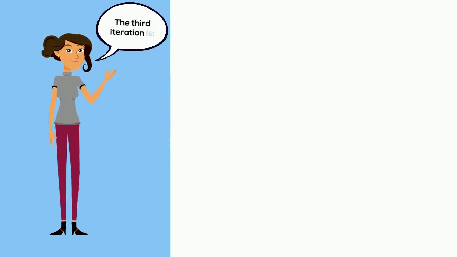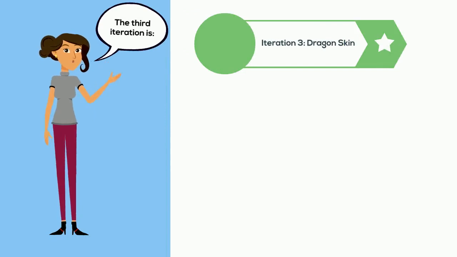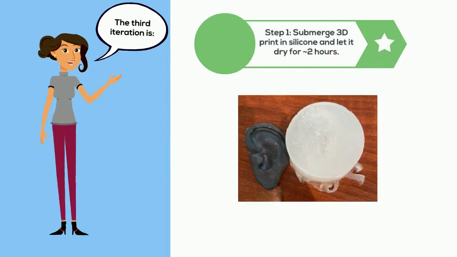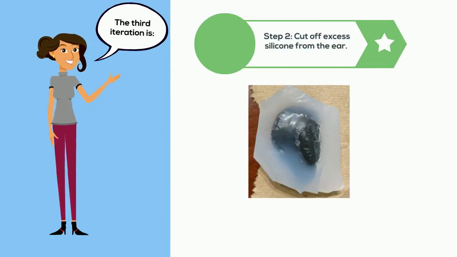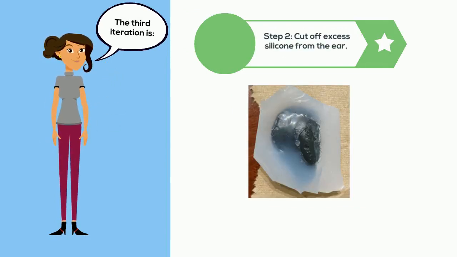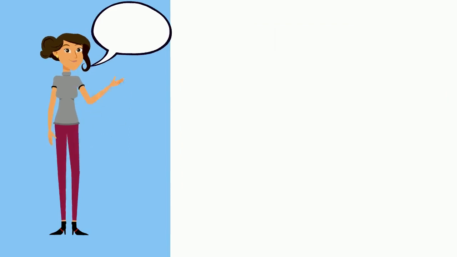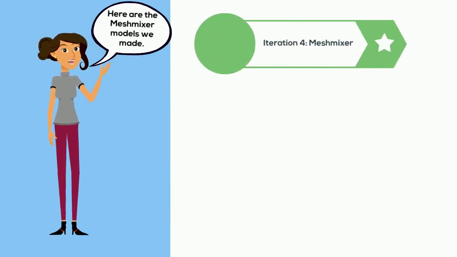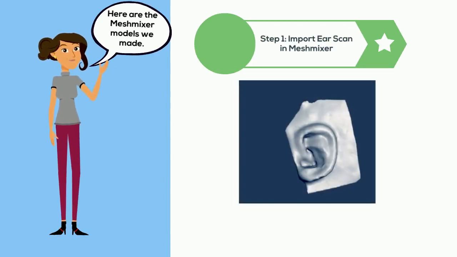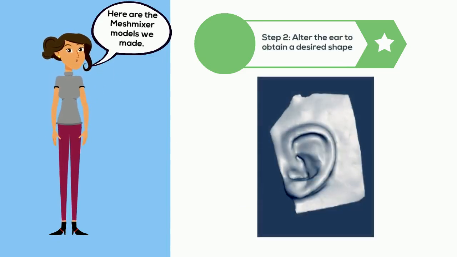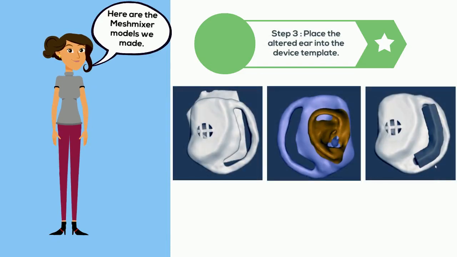The third iteration is Dragon Skin. Step 1, submerge 3D print in silicone and let dry for roughly 2 hours. Step 2, cut off excess silicone from the ear. Step 3, remove 3D printed ear from the mold. Here are the Mesh Mixer models we made. Iteration 4, Mesh Mixer. Step 1, import ear scan in Mesh Mixer. Step 2, alter the ear to obtain a desired shape. Step 3, place the altered ear into the device template.